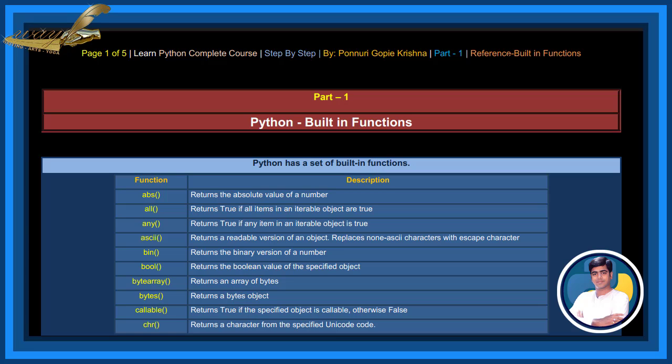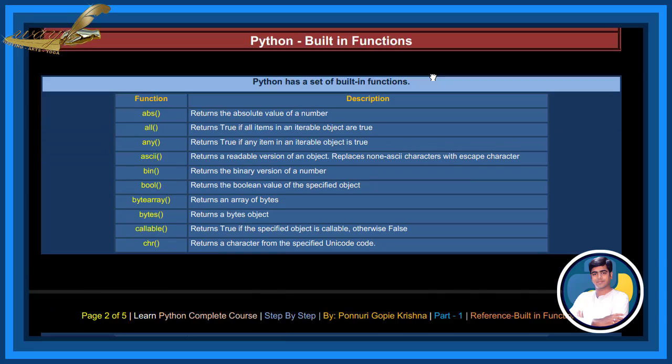ascii returns a readable version of an object, replaces non-ASCII characters with escape characters. The bin function returns the binary version of a number. The bool function returns the Boolean value of the specified object. The bytearray function returns an array of bytes. The bytes function returns a bytes object.